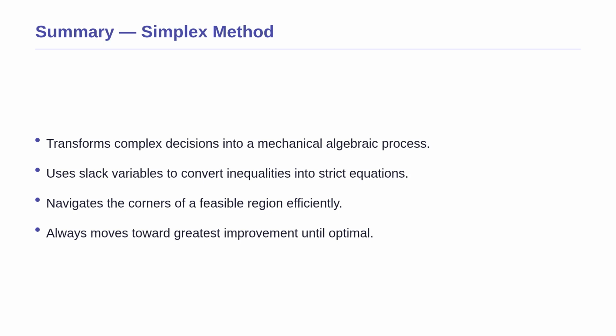Let us review our key takeaways. First, the Simplex method transforms complex multivariable decision-making into a reliable mechanical algebraic process. Second, we learned that by introducing slack variables, we can convert limiting inequalities into strict equations, allowing us to use standard algebra. Finally, the algorithm works by efficiently navigating the corners of a feasible region, always moving in the direction of greatest improvement and stopping exactly when the absolute best outcome is found.